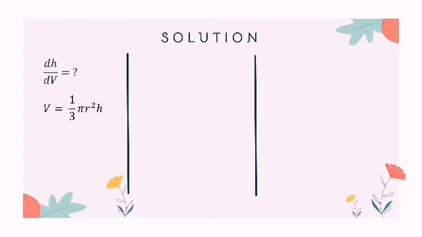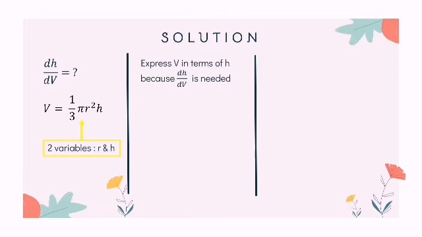So how to find dh over dV? First, write down the volume formula of the cone, which is 1/3 pi r squared h. As we can see, there are two variables in the formula, which is r and h. We have to express V in terms of h because dh over dV is needed.